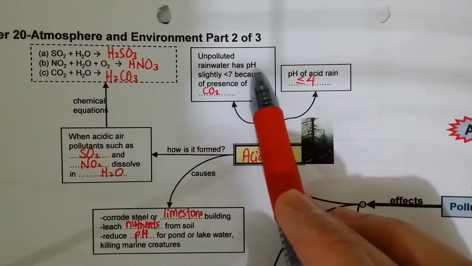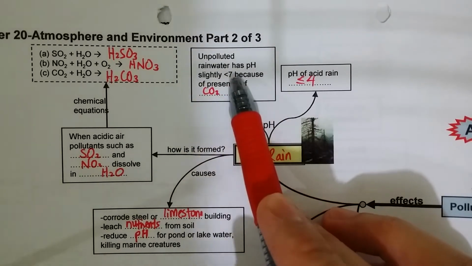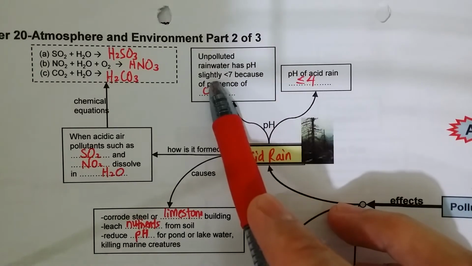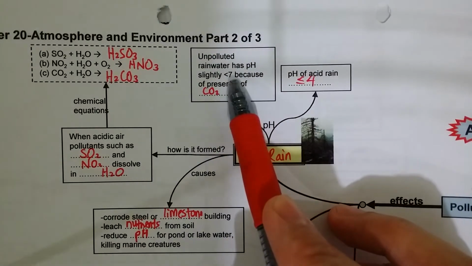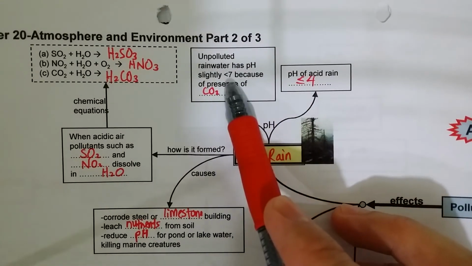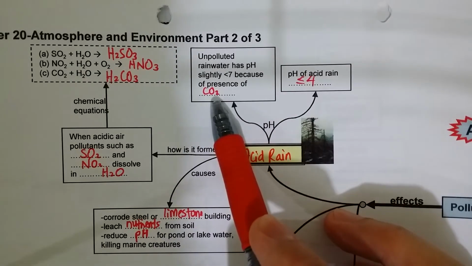Now unpolluted rainwater has pH slightly less than 7. Even if you go to the Amazon forest, where the pollution is really limited, the rain over there would have a pH value of less than 7, which means that it is slightly acidic. Why? Even though it is unpolluted rainwater, the pH will be slightly acidic because of the presence of CO2.